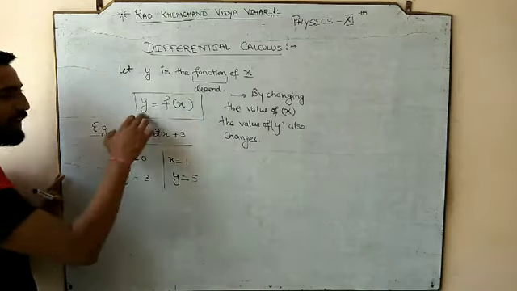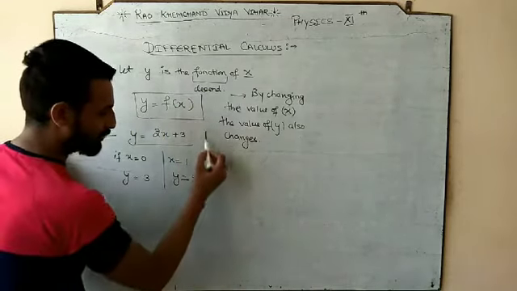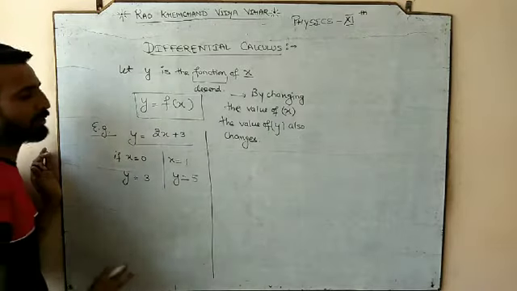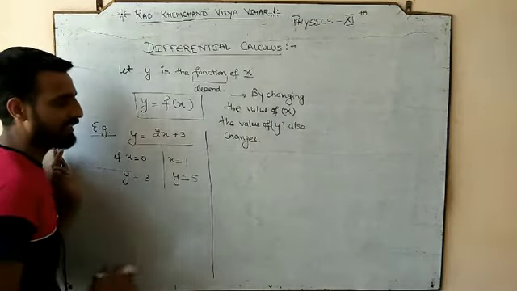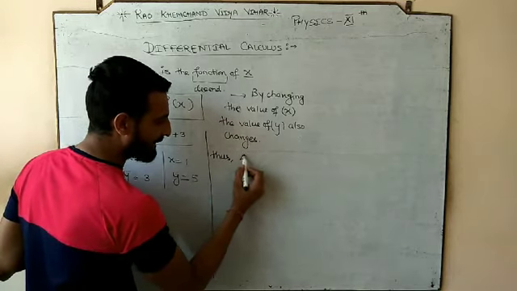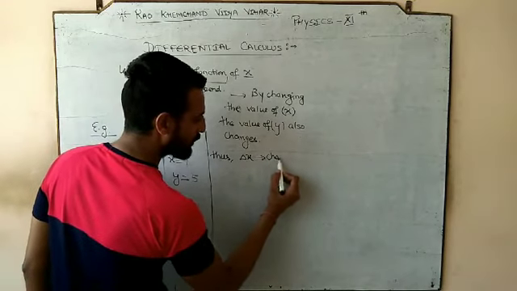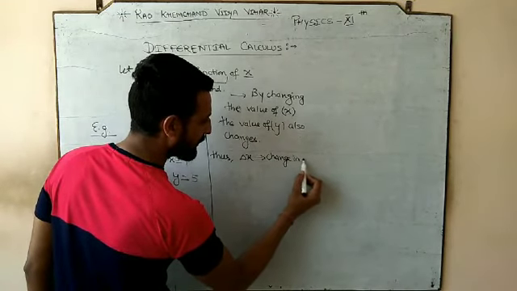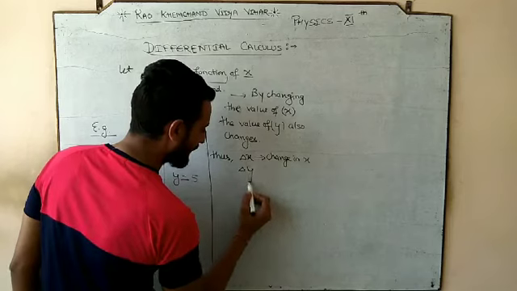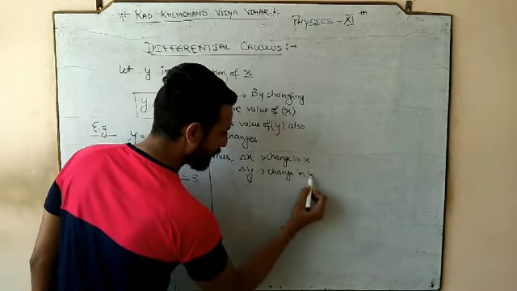So y is the function of x. So by changing the x, the y also changes. Example should be on the side. इसे साइड में ही रखते हैं. So thus delta x represents the change in x. And delta y represents the change in y.